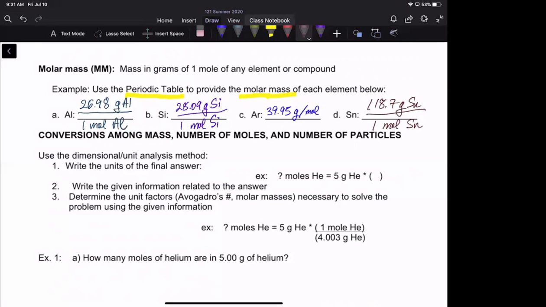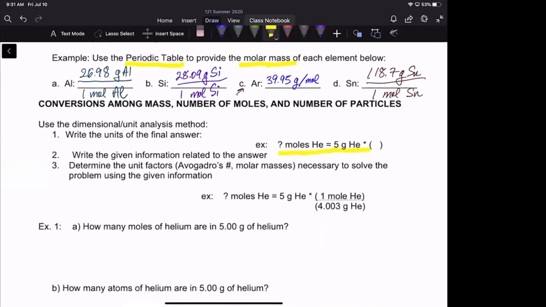So we'll see it referred to this way like we did for argon, but when we use it in calculations, we'll want to use that clear numerator and clear denominator. So we'll use this as a conversion factor to solve our problem. So here's an example. How many moles of helium are in 5 grams of helium? So let's apply our dimensional analysis to that.